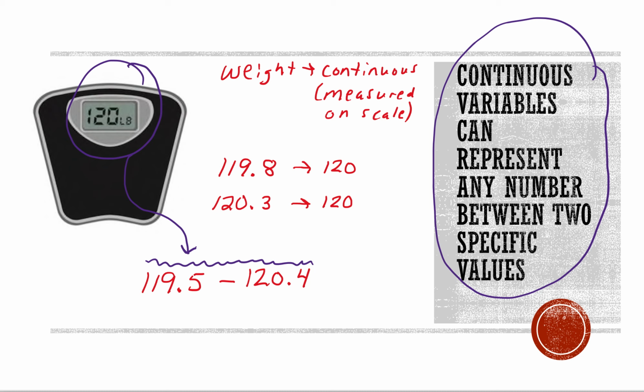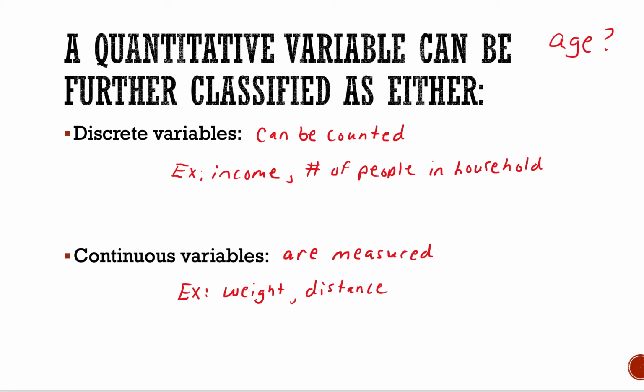So we know that that's the case for continuous. That is not the case for discrete. All right, so if I ask you how many people are in your household and you tell me 5, you're not really meaning 4.5 to 5.4. You really mean exactly 5. Okay, there's no give or take on that number.